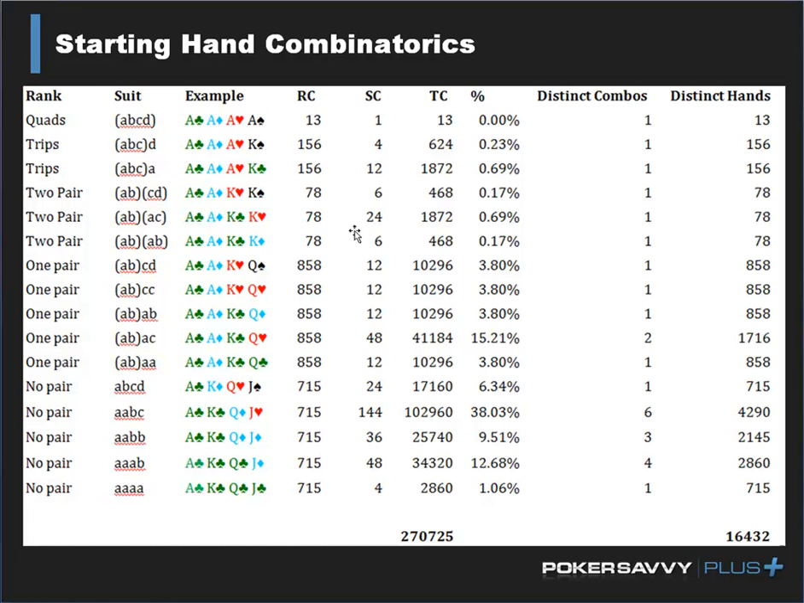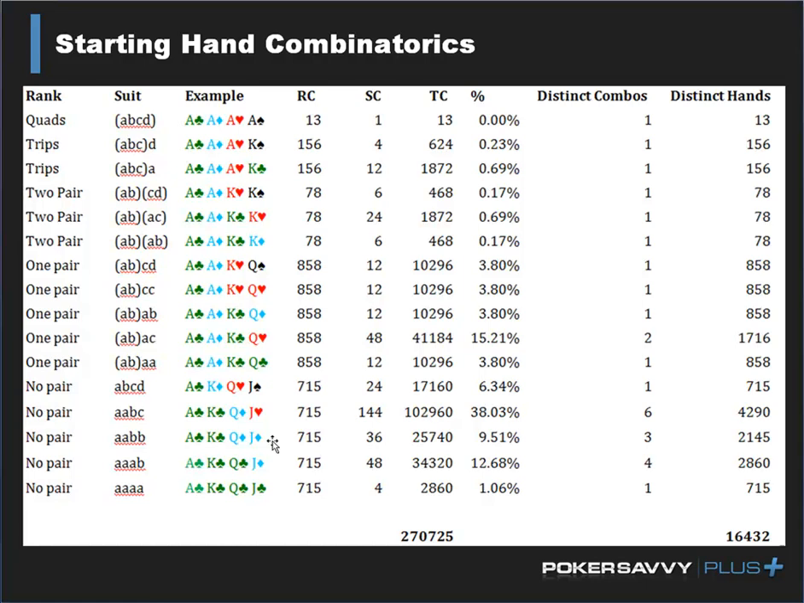For example, to get back to the combinatorics formula a little bit, and you can write this down to the side and calculate it yourself if you're really interested. This no pair 715 number comes from 13 choose 4. Basically, we take 13 different ranks, ace through 2, and we want to choose 4 distinct ranks such that we end up with an unpaired hand. And there are 13 choose 4 equals 715 different ways to do that.